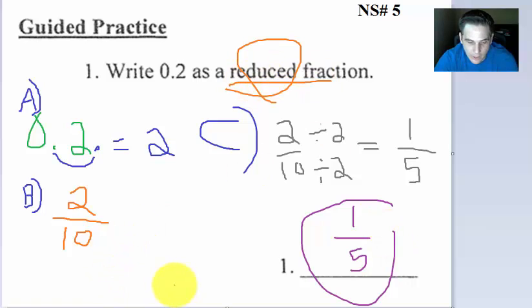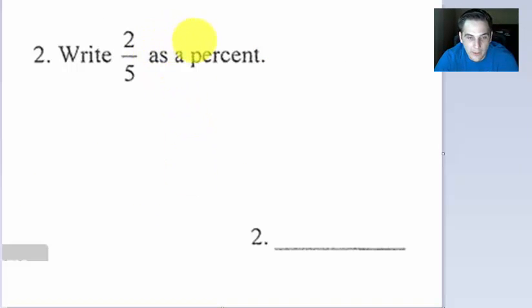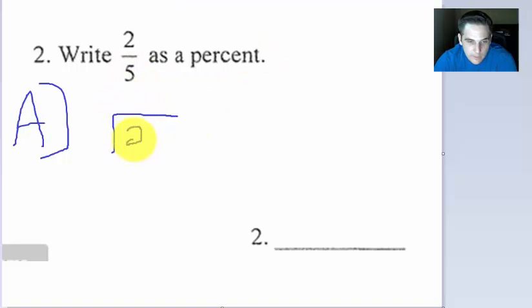All right, let's look at your next question. Write 2 over 5 as a percent. Okay, so we're kind of going to be going in reverse a little bit because we had a fraction and we started with a decimal, so now we're kind of going the other way. So let's start with 2 over 5. We need to turn that into a decimal. You can't go right to percent. So first we turn it into a decimal. So the first thing we do is divide. And you divide top by bottom. There's the top number, and there's the denominator, the bottom number.